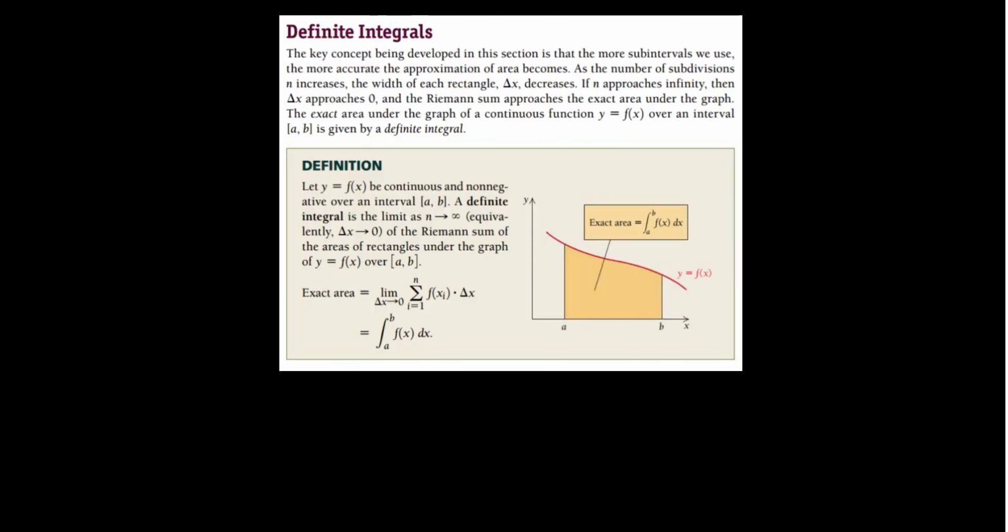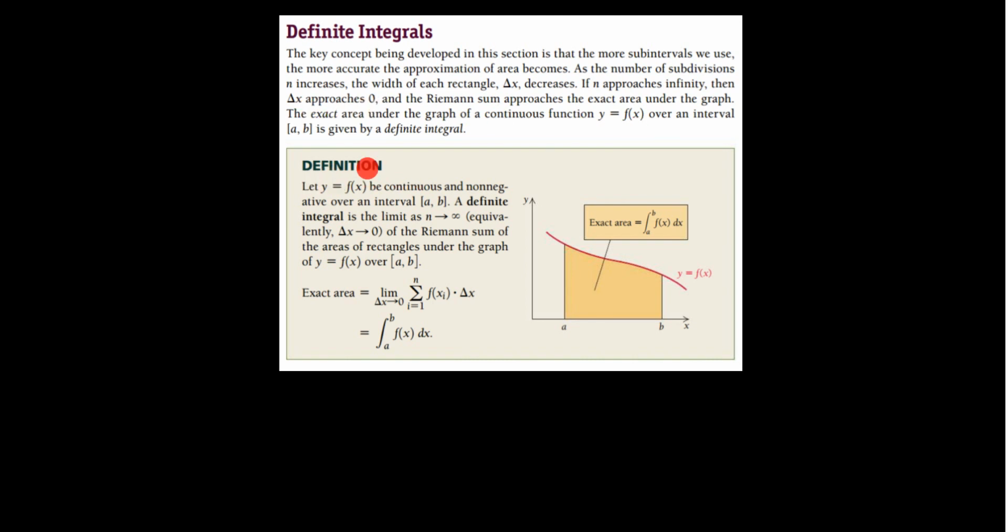Well, where are we at? As the number of subdivisions n increases, the width of each rectangle, the delta x, decreases. So if n approaches infinity, n being the number of subdivisions, then delta x approaches 0. Right? The change in x approaches 0. So the closer and closer we get to 0 with our intervals.